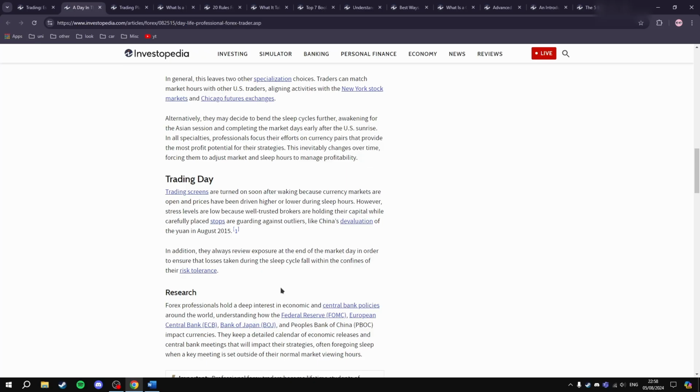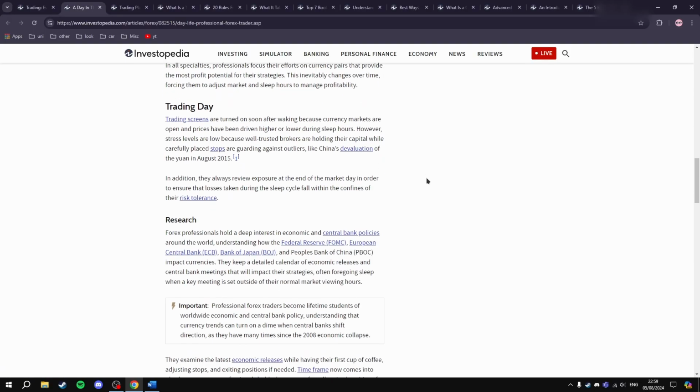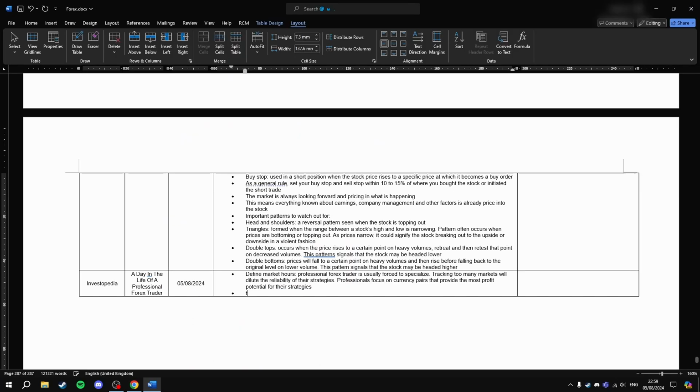Trading day. Trading screens are turned on soon after waking, because currency markets are open and prices have been driven higher or lower during sleep hours. However, stress levels are low because well-trusted brokers are holding their capital, while carefully placed stops are guarding against outliers, like China's devaluation of the yuan in August 2015.